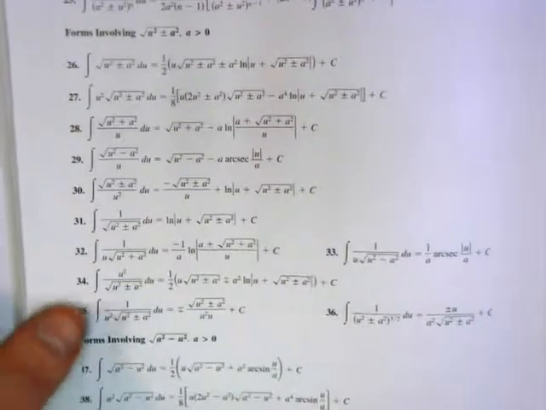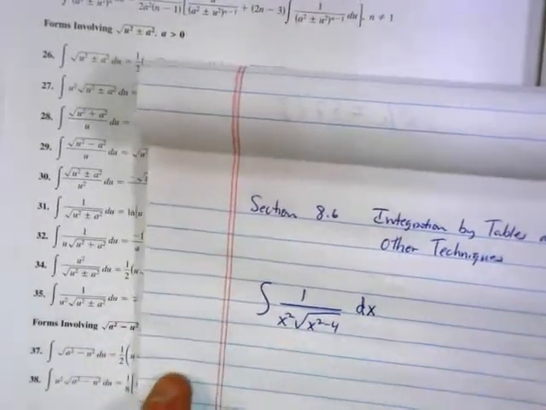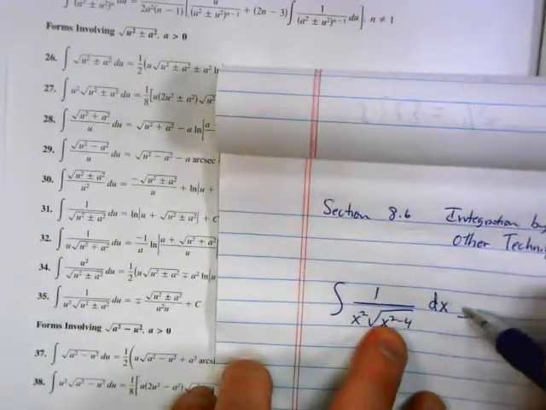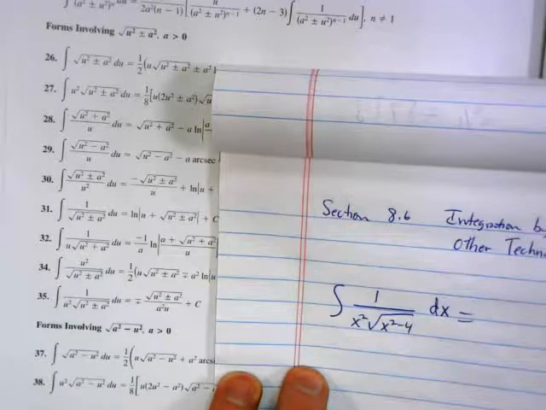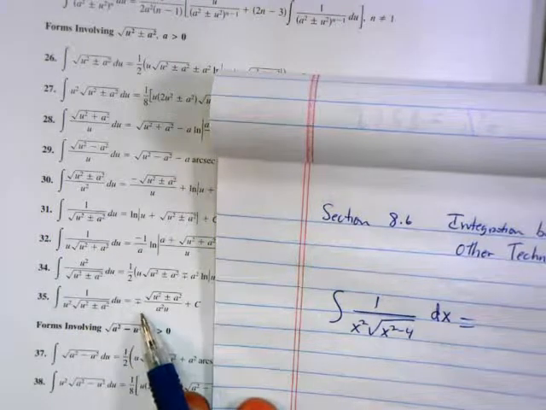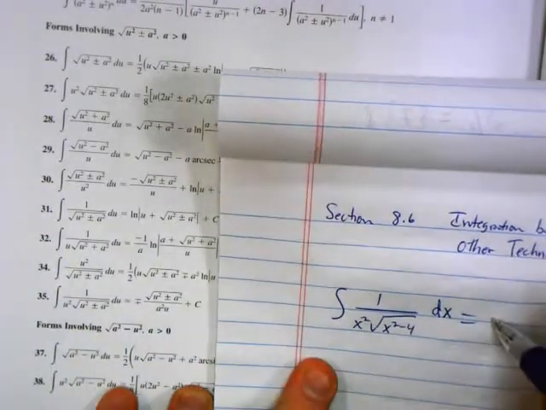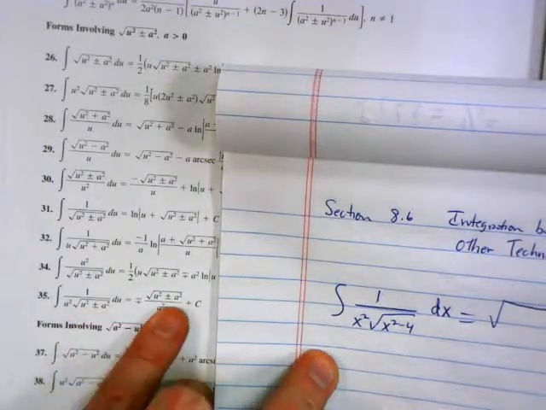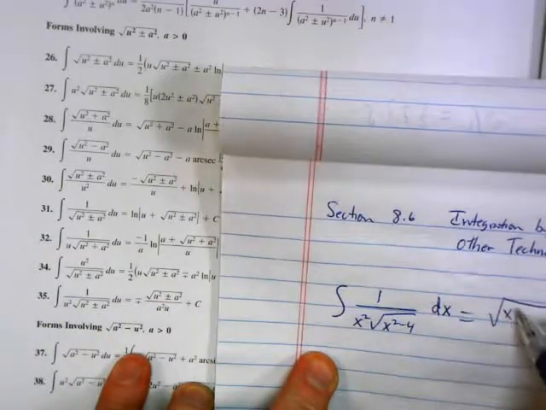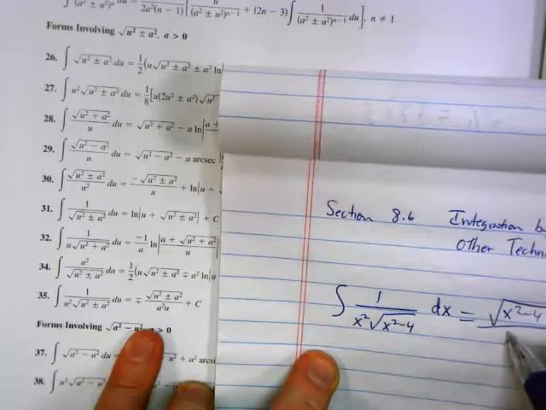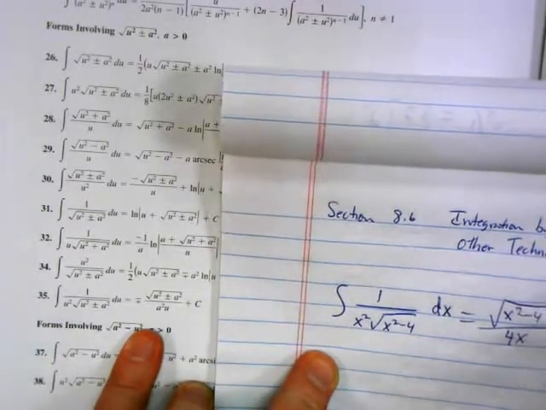All right, so our answer would be, first off, we have to notice that we have u squared minus a squared, so we're in the minus form. So the answer is, what this tells you is if you have the minus here, then in your answer you have the plus. So it's going to be square root of u squared minus a squared, so that's x squared minus 4 divided by a squared times x, that's 4x plus c.